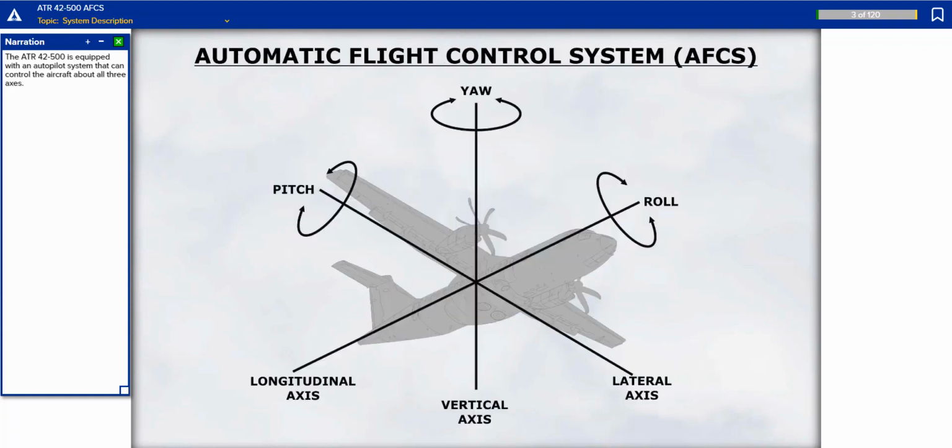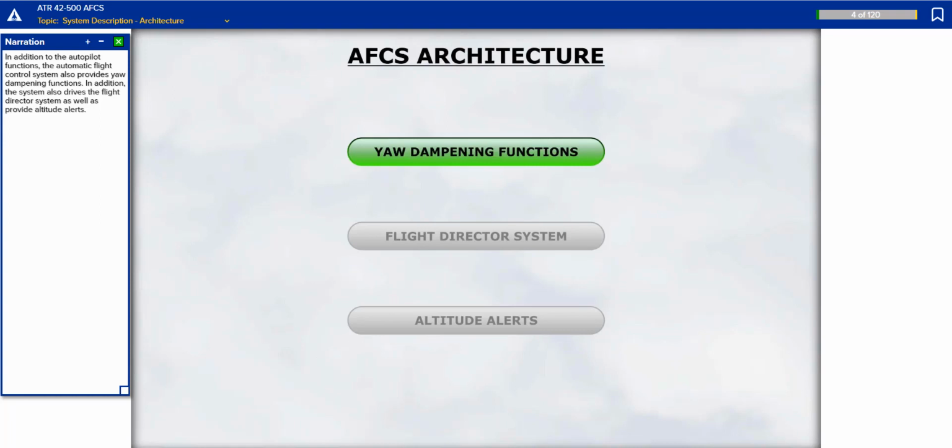The ATR 42-500 is equipped with an autopilot system that can control the aircraft about all three axes. In addition to the autopilot functions, the automatic flight control system also provides yaw dampening functions. In addition, the system also drives the flight director system as well as provides altitude alerts.